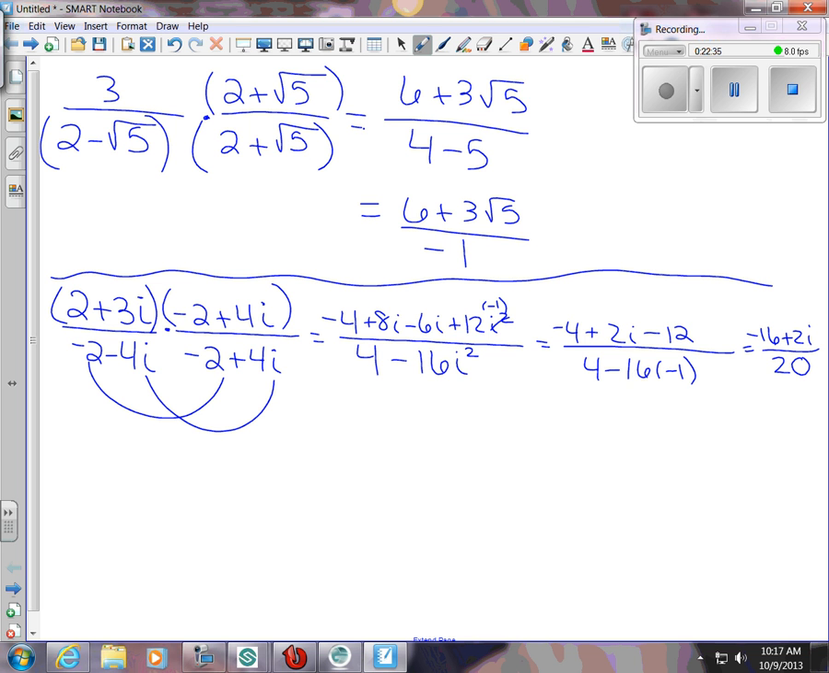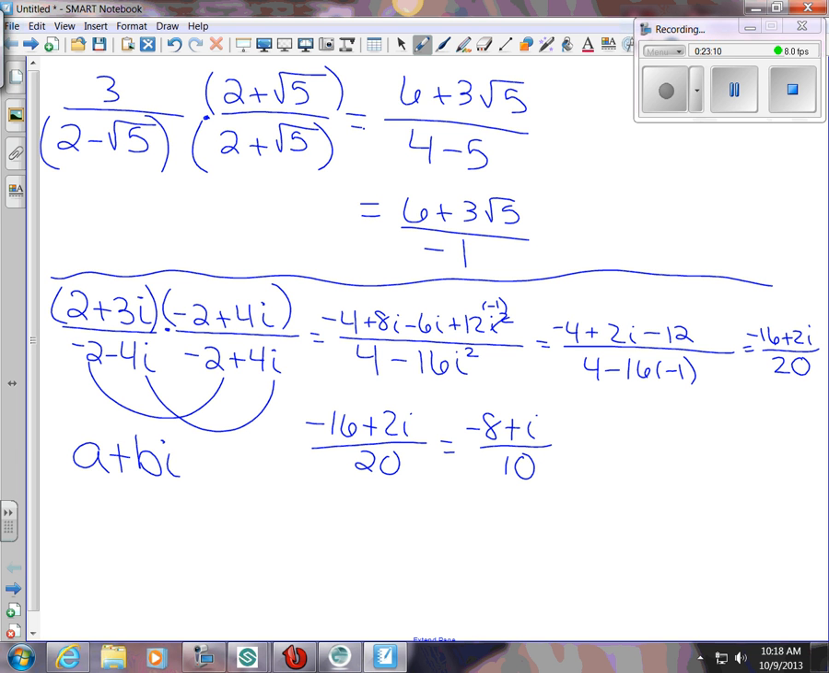Okay, so I have negative 16 plus 2i over 20. What can I do? Yeah, everything's divisible by 2, so we can reduce that. Okay? But am I done? How do I like my answers written? A plus bi. Is that in a plus bi form? Nope. No, I need to separate it into my real part and my imaginary part. Right now, I don't have that. Okay, so I need to separate it.